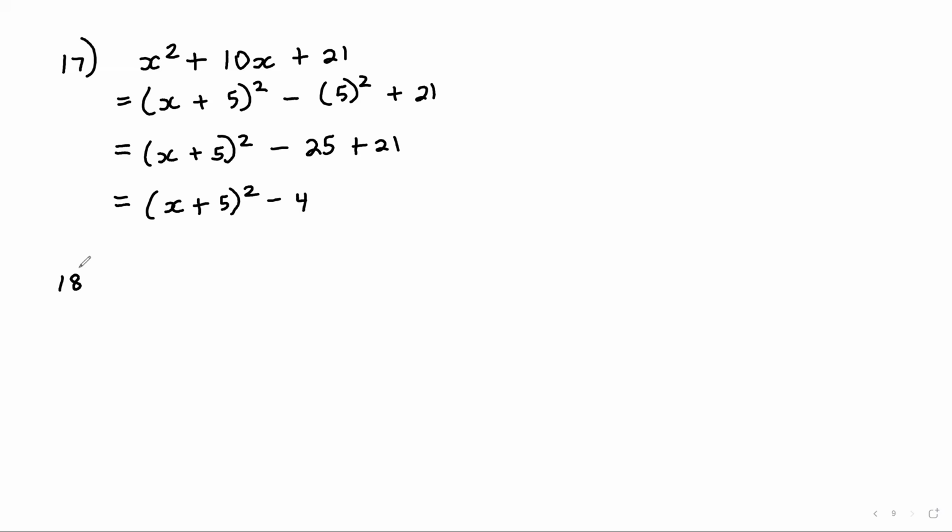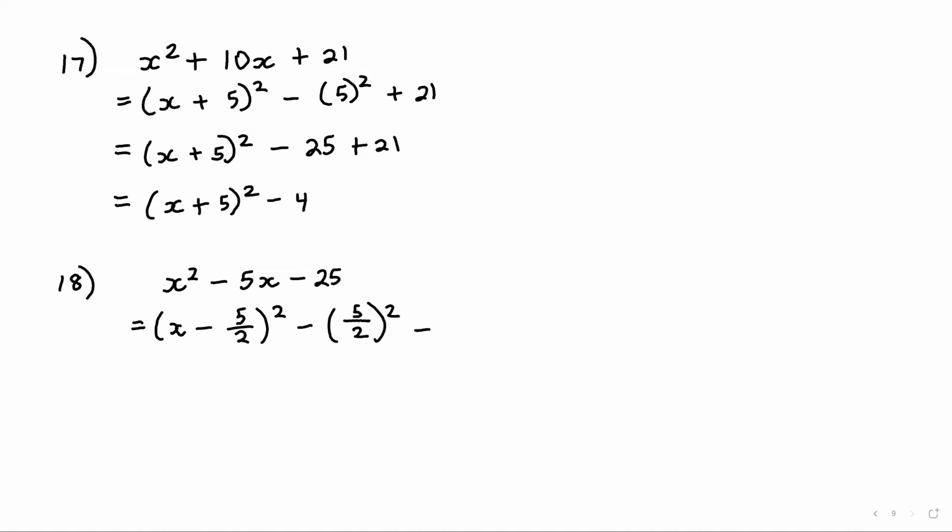And then the final one, number 18, is x squared minus 5x minus 25. So this would be x take away half of 5. Now you could write this as a decimal, which I saw that some of you did, or you could write it as a fraction. So 5 divided by 2, you can write it as 5 over 2 squared take away 5 over 2 squared minus 25. So this would give me x minus 5 over 2, because that's what half of 5 is, all to be squared.